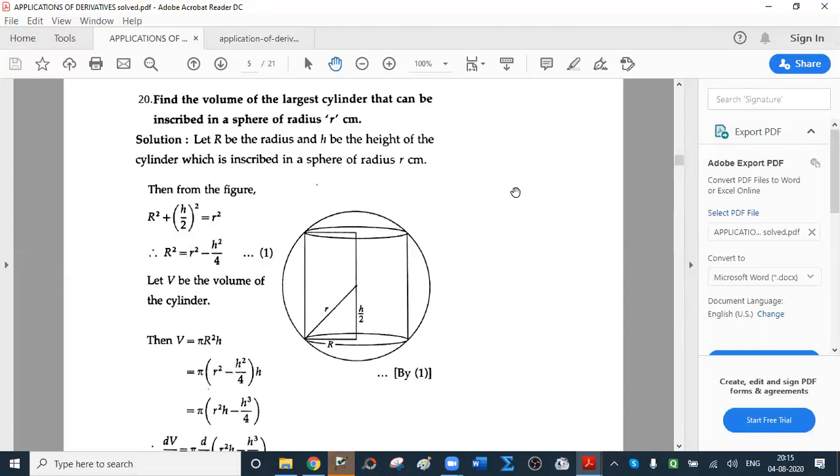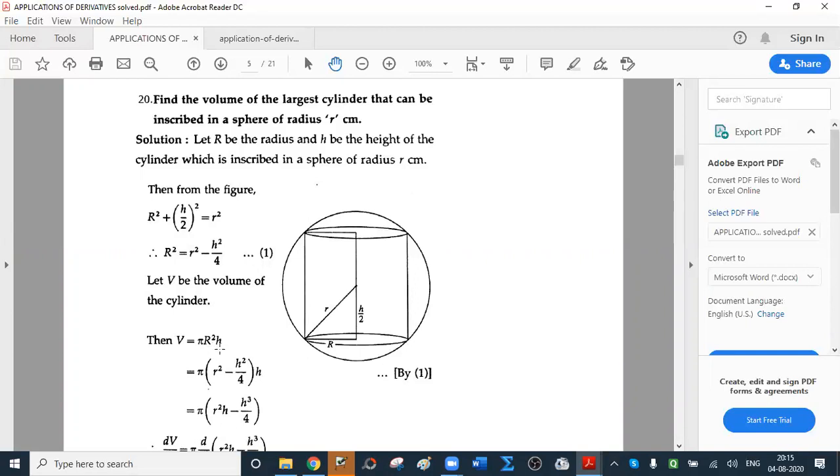Now we use this to eliminate capital R. So what is capital R square from this? It is small r square minus h square upon 4. Let V be the volume of the cylinder. What is the formula for the volume of the cylinder? V equal to pi R square h.